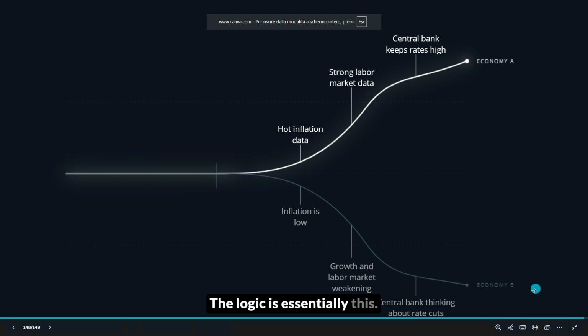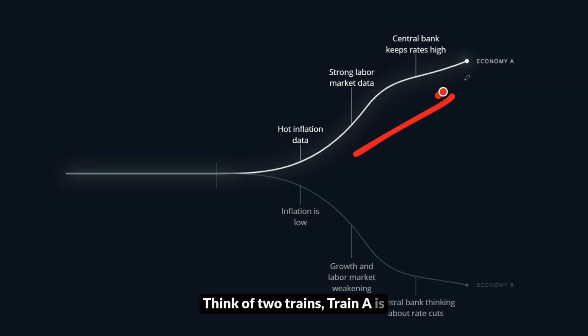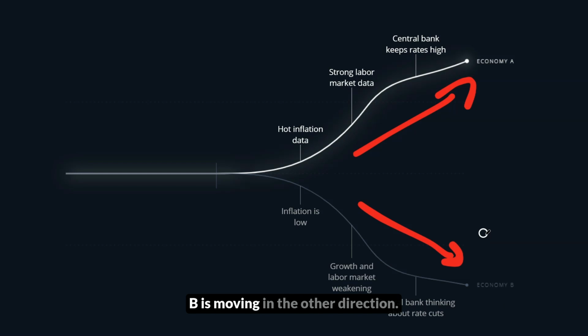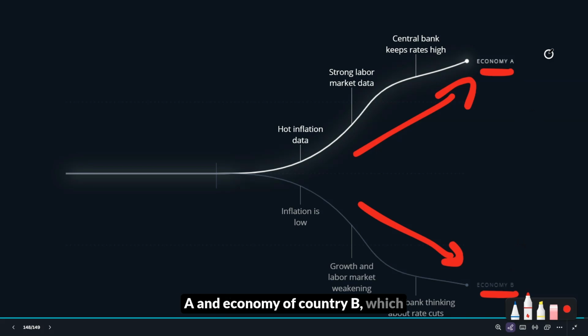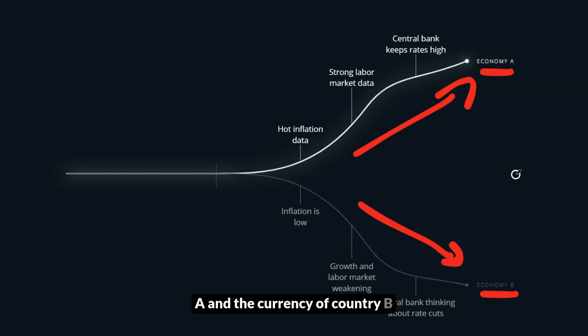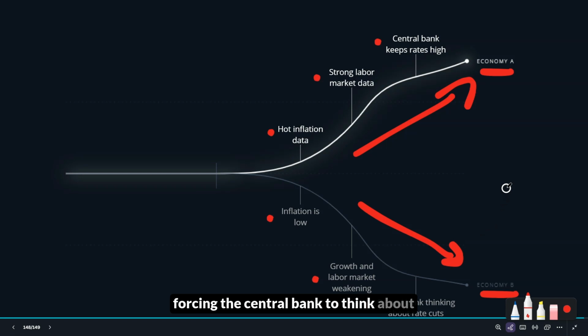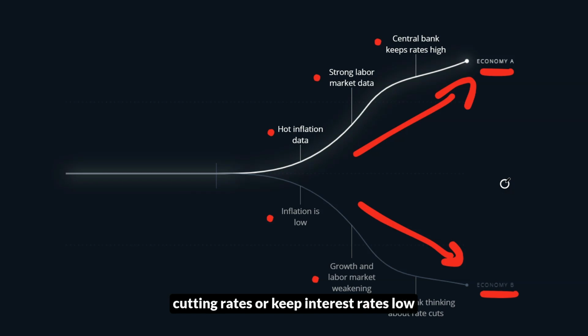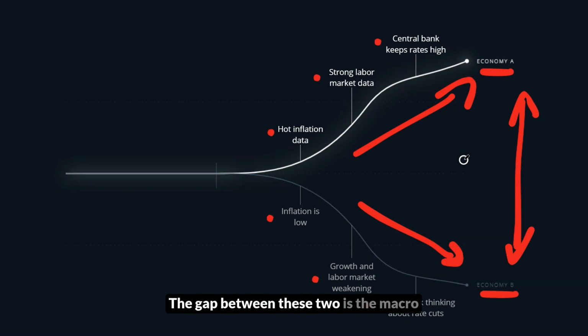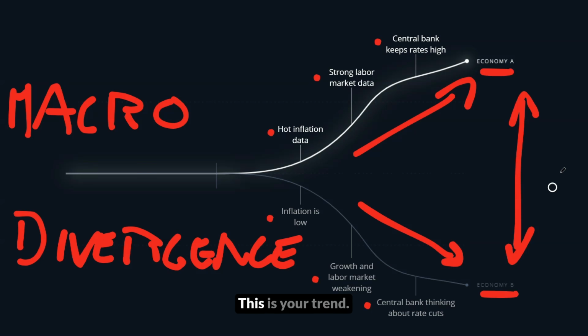Because the logic is essentially this. Think of two trains. Train A is moving in one direction and train B is moving in the other direction. Now the train in this case obviously is the economy of country A and the economy of country B, which means the currency of country A and the currency of country B. Now one economy is eating up hot inflation, strong labor market data, forcing the central bank to keep interest rates high. And another economy has low inflation, labor market shaking a bit, forcing the central bank to think about cutting rates or keep interest rates low. The gap between these two is the macro divergence. This is your trend. This is the gap and the trend that you want to trade, okay?